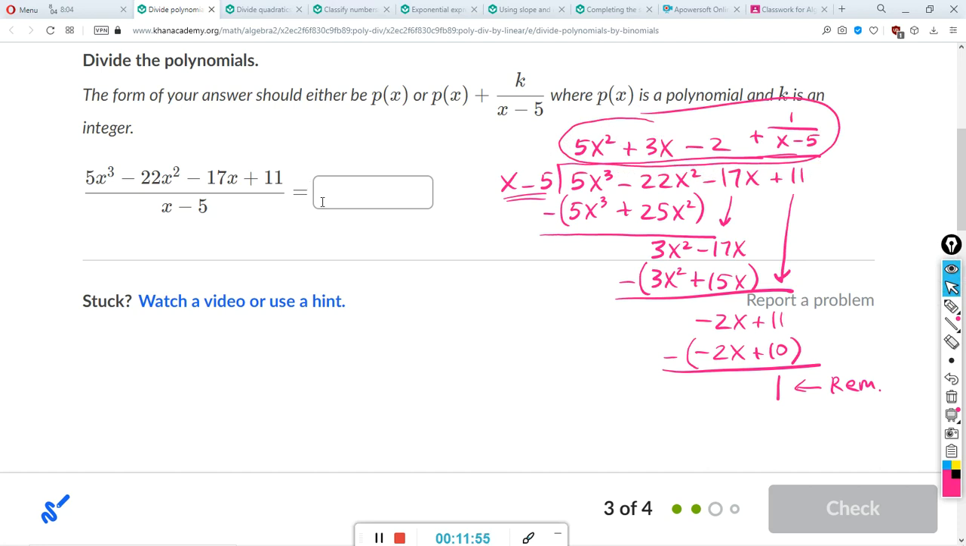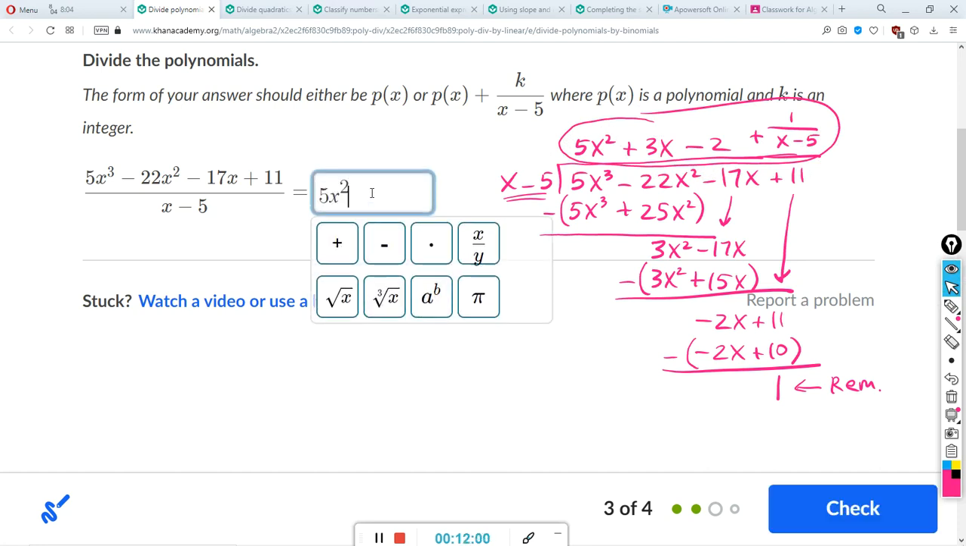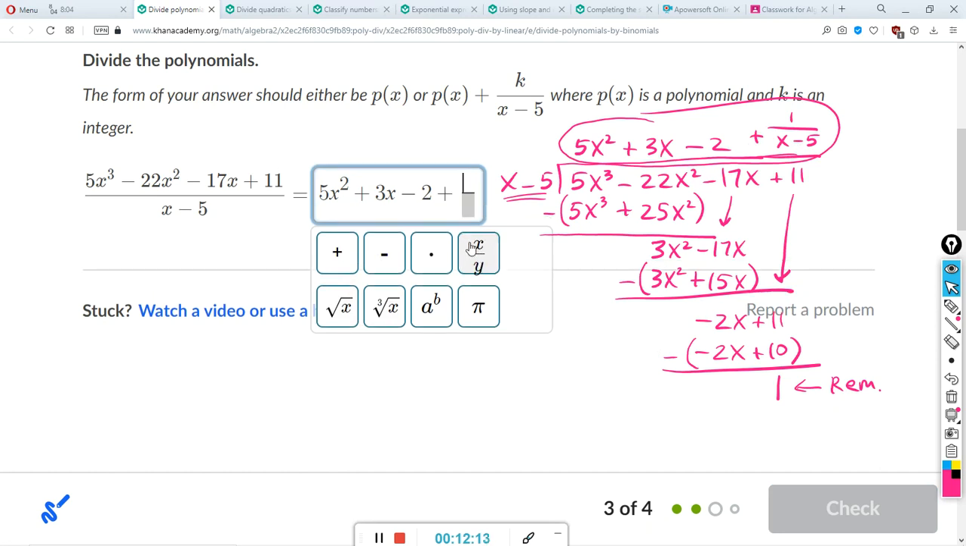So we have 5x squared, click again, plus 3x minus 2, and then plus 1 over x minus 5. So I'm going to do plus fraction, type 1 on top, then click on the bottom and type x minus 5. So you see my answer in the box matches, okay? So just be careful.